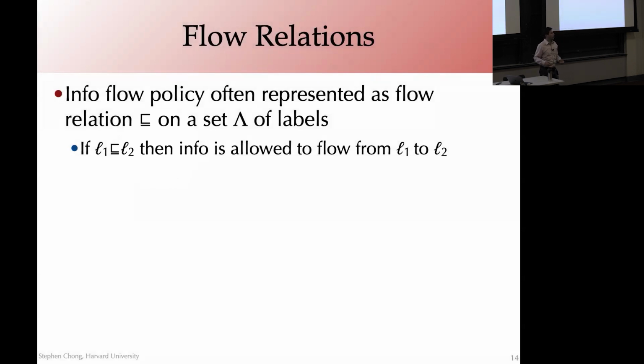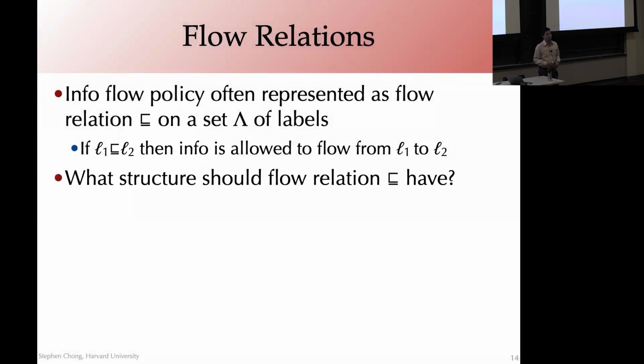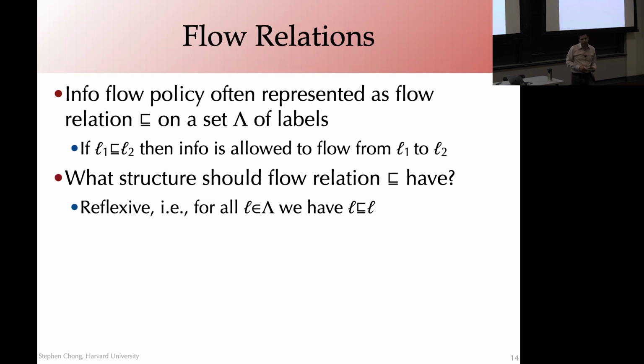Okay, so what structure should this flow relation have? Reflexive and transitive. Great. Why is that? Reflexive because you should be able to flow to things with the same label, and transitive because if you give access to some entity label X and that gives to Y, then you have that transitive flow anyway.